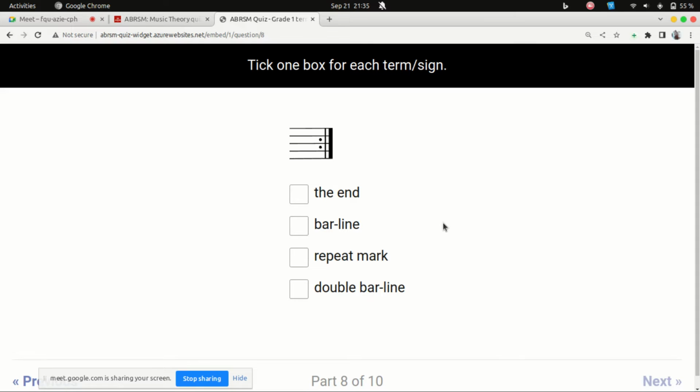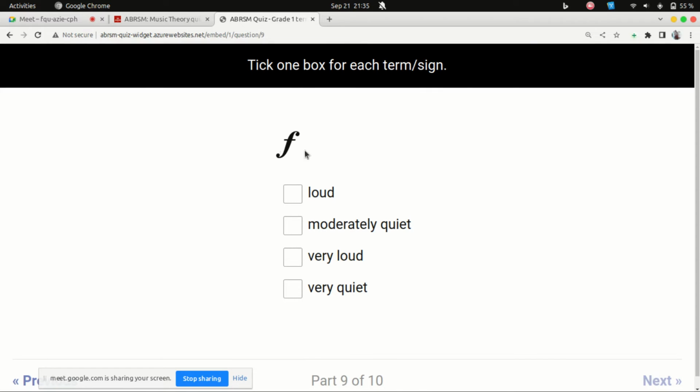I think it's the end, or no? I think it's the end. Okay. Yes. This one.